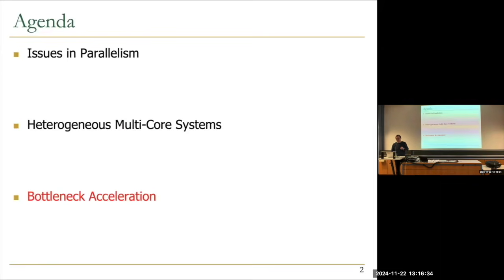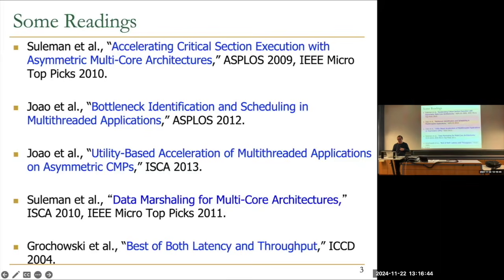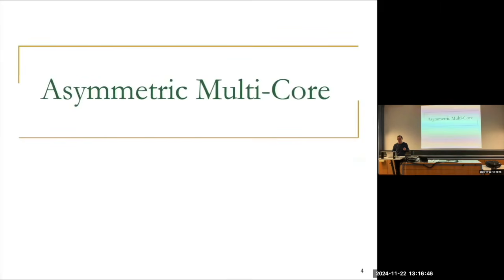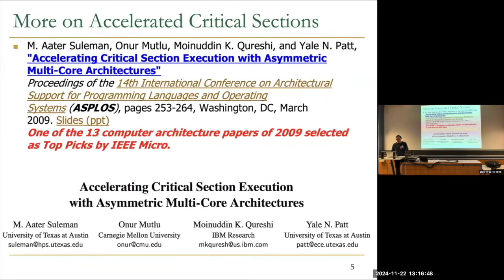So just to jog your mind, we covered heterogeneity yesterday. We're going to cover more of that, but our focus will be a little bit on bottleneck acceleration. These are some of the readings that we were covering, and we were talking about asymmetric multi-core, and these are some papers we covered. So we started with accelerating critical sections. We actually started accelerating serial bottlenecks and put them on a large core, which made things faster. And then we accelerated critical sections kind of blindly, put them on a large core, which made things faster.